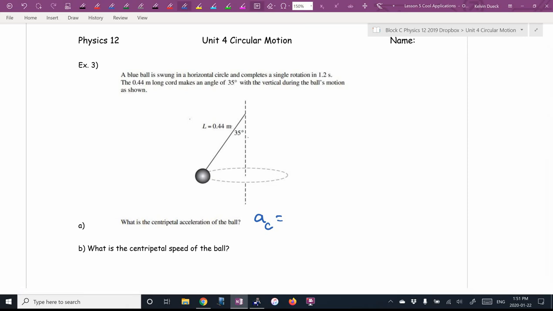Which one? How do I know? Can't hear you. Say that, I missed that. Why is it going to be 4 pi squared r over t squared? Give me the period. Okay.